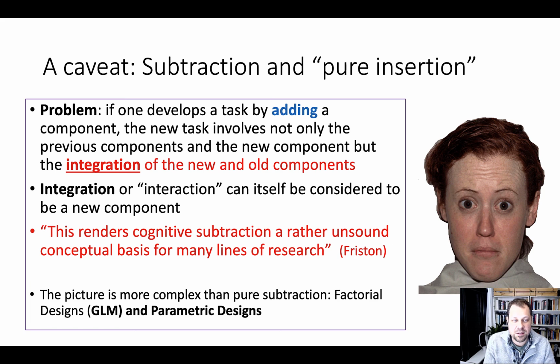So finally, let's consider a caveat of the subtraction method or the pure insertion method. So let's consider a task, just a simple task. Let's say we're identifying emotions on facial expressions. And then we add a component to this task. So in one condition, we're just neutrally identifying emotions. In the other condition, we're doing this, let's say, after some incidental emotion has been triggered by some stimulus. So we're adding a new component to the task, an emotion.